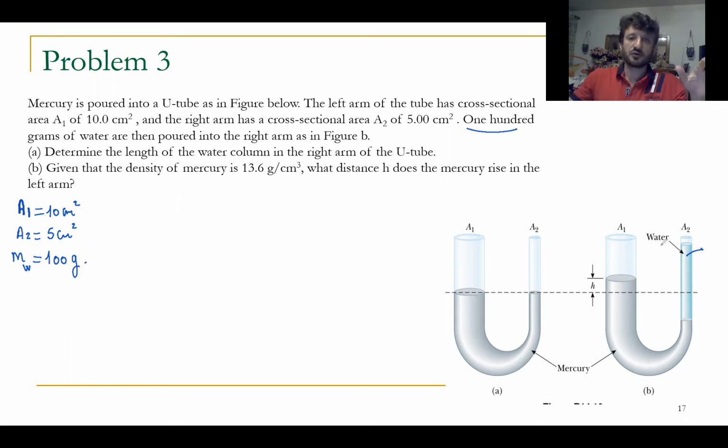Okay, as you know, we put this quantity of water at the right side. In this case, the left side will rise to a height h. So here, this side falls down, and this side gets up a height h. Okay, we can say here we have a height h1.